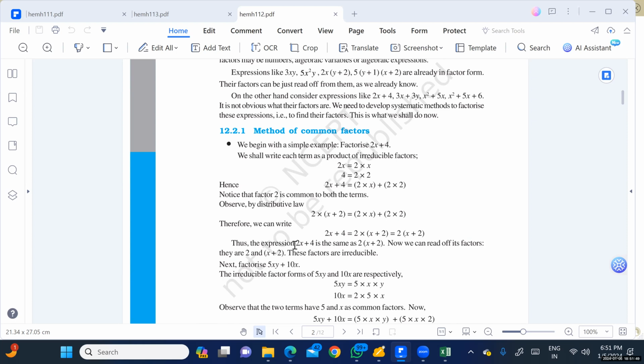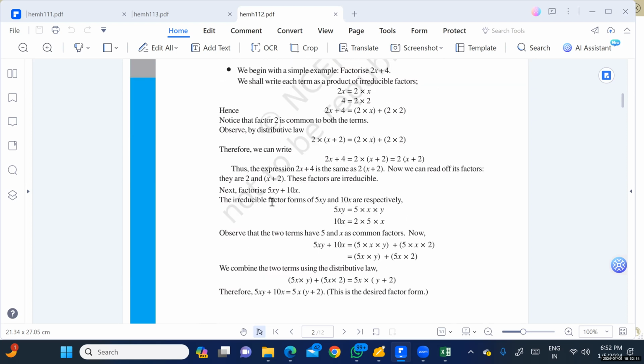Thus, this expression is the same as 2x plus 2. Fine. Now we can read off its factors. They are 2 and x plus 2. These factors are irreducible. Now you cannot reduce these factors, 2 and x plus 2.